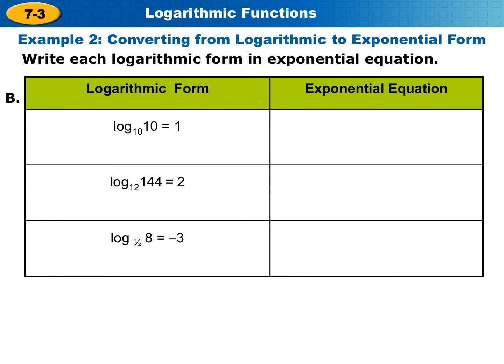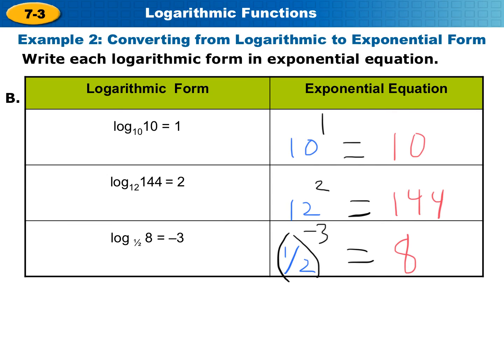Here are 3 you can try on your own. So go ahead and pause the video, try these 3. Once you get them done, you can restart the video and see how you did. So we had 10 to the first power is 10, 12 to the second power is 144, 1/2 to the -3rd power is 8. 1/2 to the -3rd power means we're dividing 1/2 3 times. When you divide a fraction, you flip it and multiply. So when we flip the 1/2, it's 2. 2 to the 3rd power is 8.